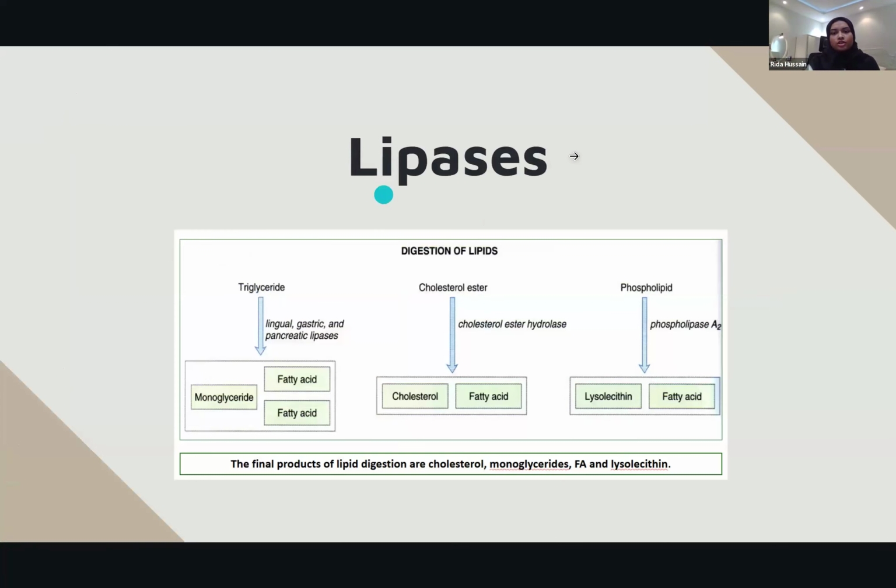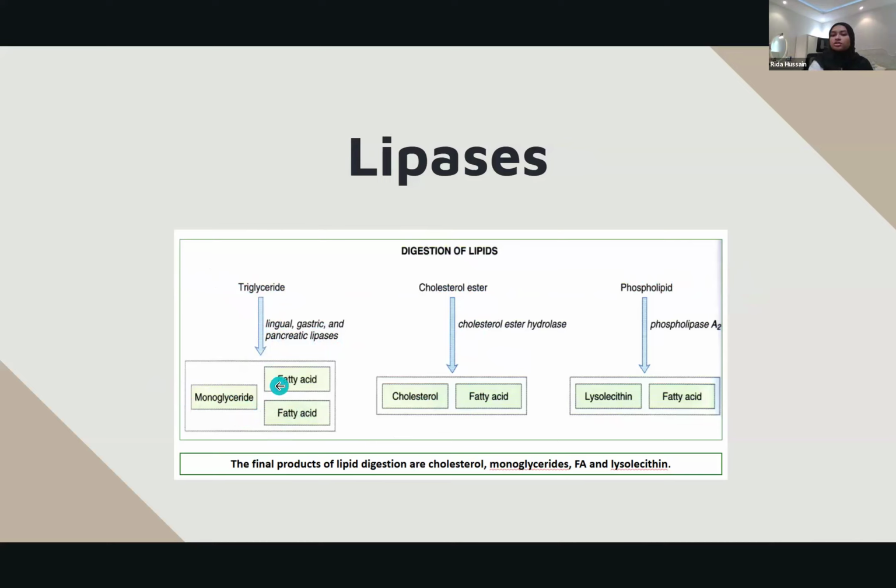Moving on, we'll be talking about lipases. I just copy pasted this off of your slides. It is really important. There are three different types of lipids that you will be dealing with from your food, and that need to be broken down into simpler forms: triglycerides, cholesterol esters, and phospholipids. Triglycerides are broken down by lingual, gastric, and pancreatic lipases. They are broken down into monoglycerides and fatty acid chains.